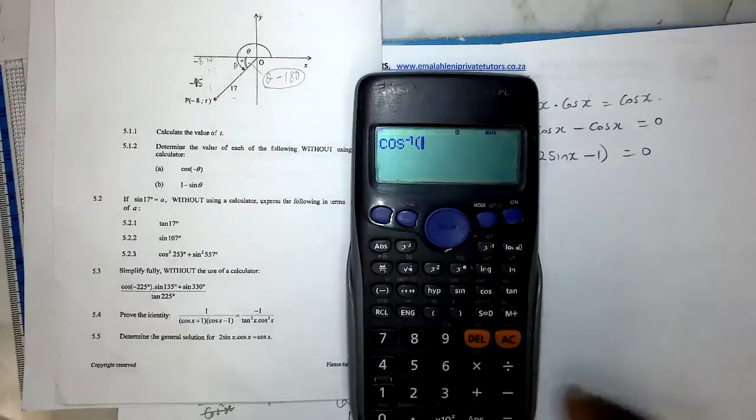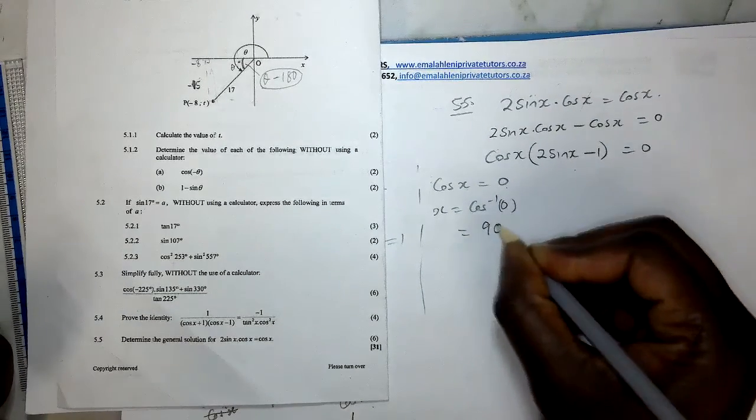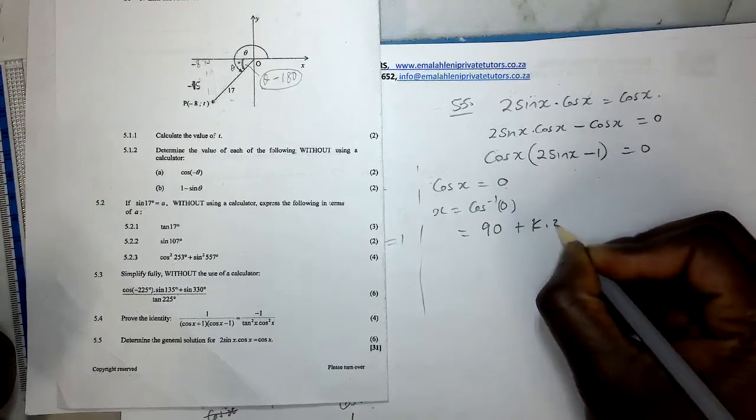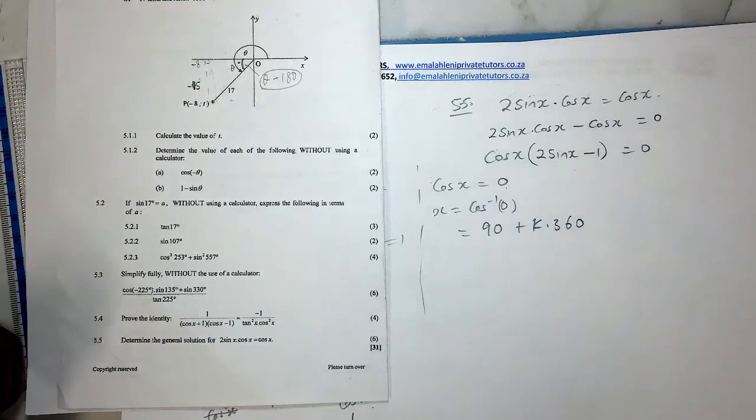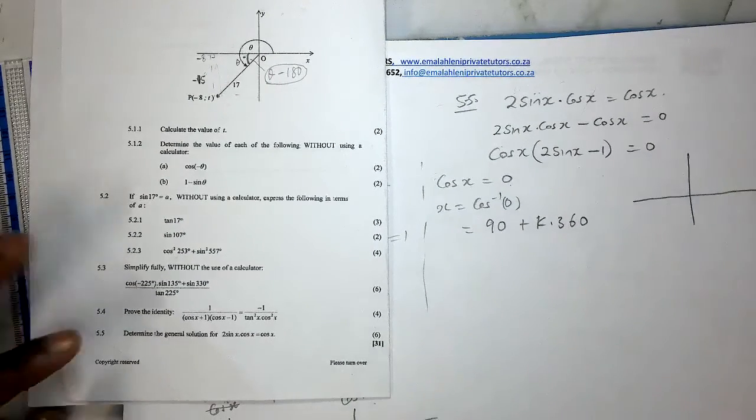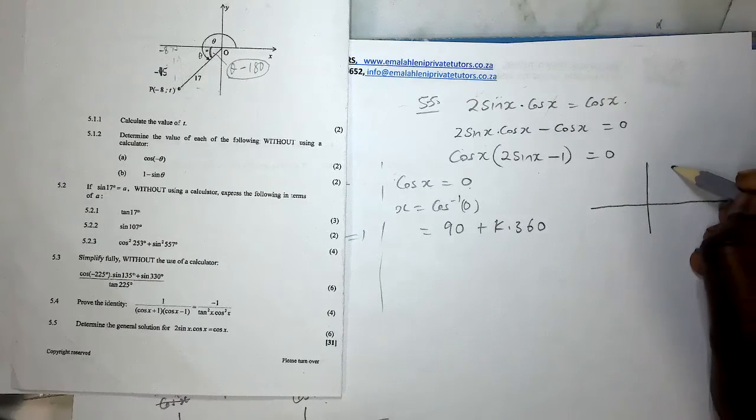Shift cos 0, we get 90. And when we get 90, we get 90 plus k 360. But remember, when you are solving this, you must come back to your Cartesian plane again and see what our cos is. Cos is positive here.